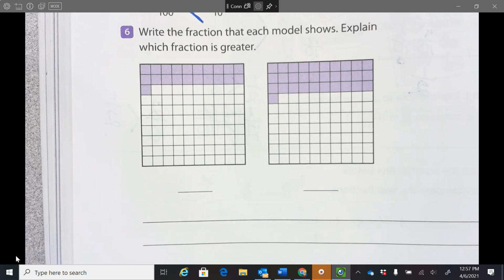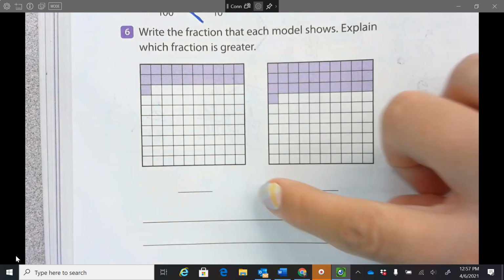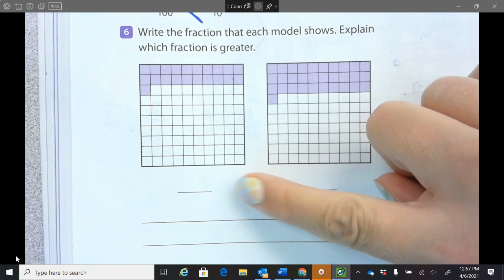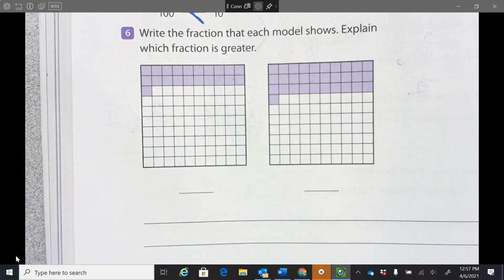Okay. Who can come put the symbol up here to compare these? Logan. No one else, go ahead. So do I just write between these two? You could write it like right here. So 20 hundredths, yeah. Thank you.